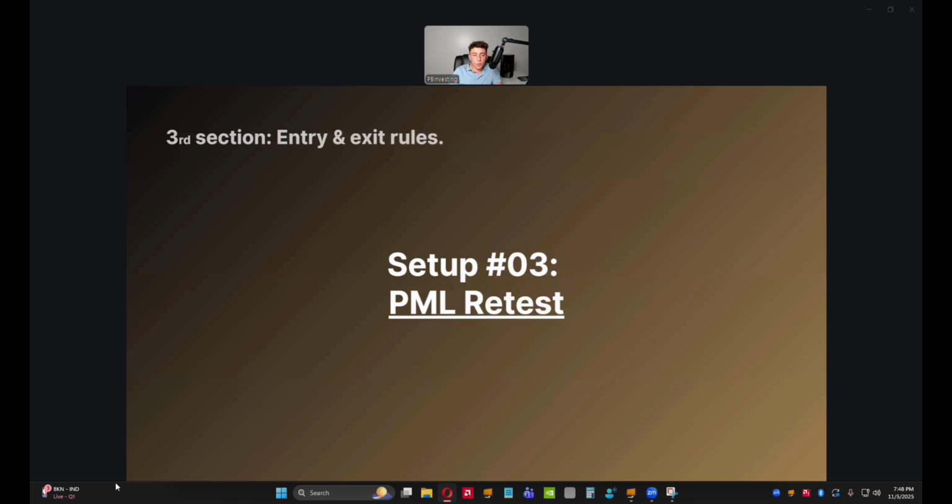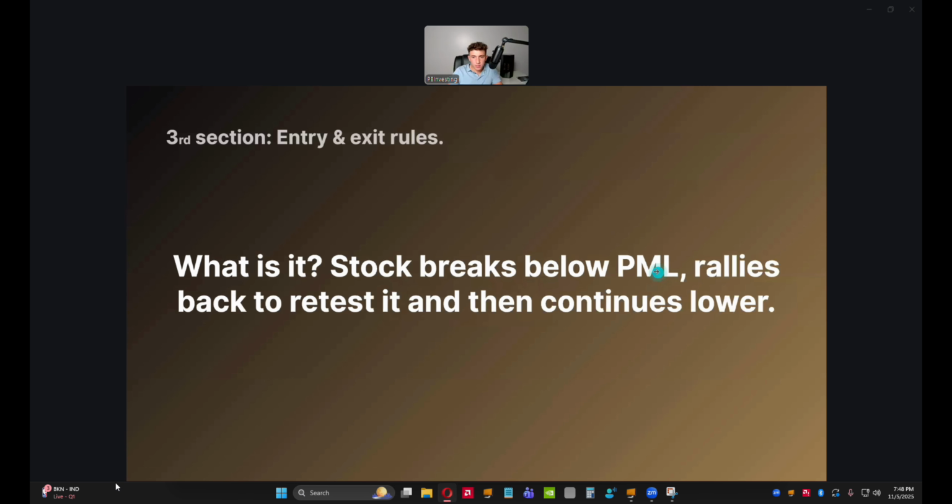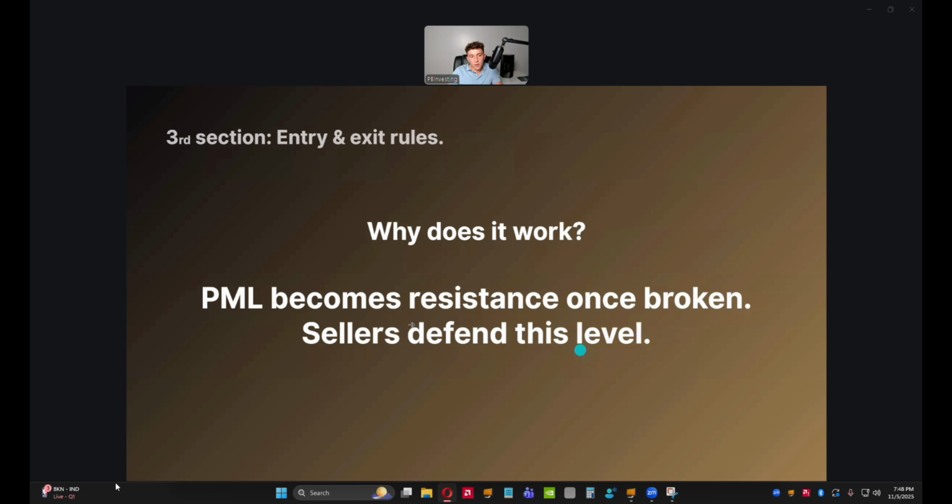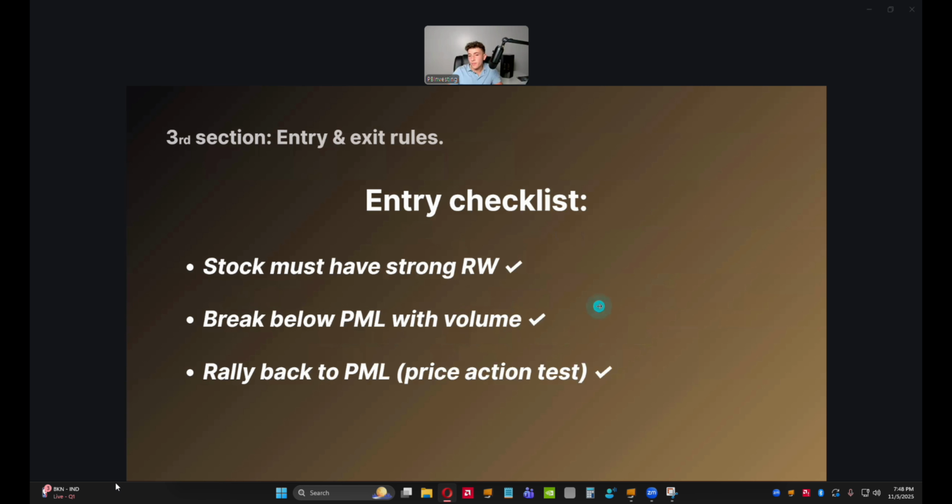Setup number 3, the pre-market low retest. What is the pre-market low retest? It's when a stock breaks below the pre-market low, then it rallies back to retest it and then continues lower. Yeah, if it doesn't retest, I don't care. I missed a trade. So why does it work? Pre-market low becomes resistance once broken. Sellers then defend that level.